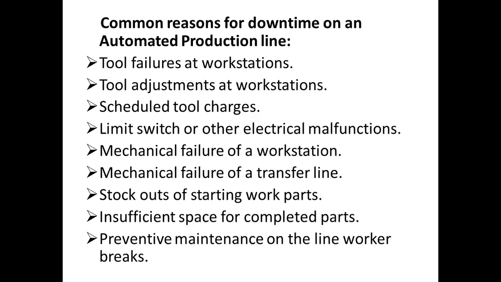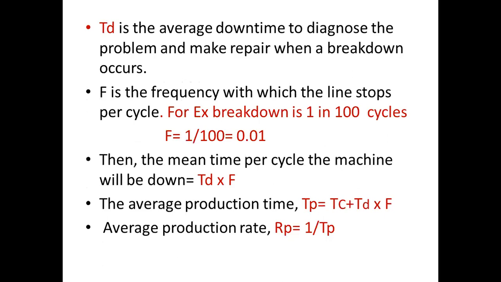And sometimes insufficient space for completed parts, because insufficient part space is a concern of inventory, where we have to keep the parts. Also, preventive maintenance on the line, workers' breaks. Sometimes there may be regular maintenance which is required to be done, and at that time the machine will not work. So these are a few common reasons for downtime on an automated production line.